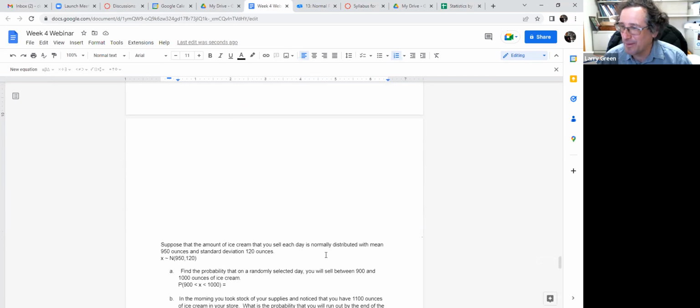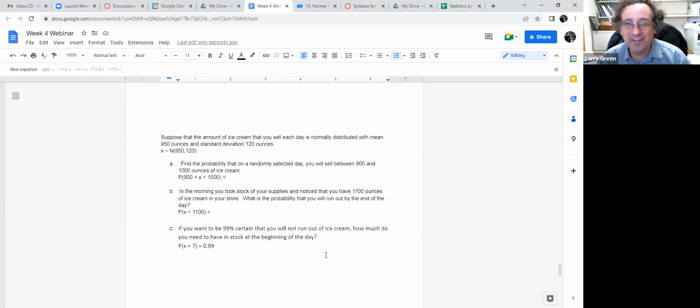Okay, let's do one more example. It's an ice cream example. So suppose that the amount of ice cream that you sell, you've got an ice cream store, sound good? The amount of ice cream that you sell every day is normally distributed. Let's suppose the mean is 950 ounces and the standard deviation is 120 ounces. So X is normal with mean 950, standard deviation 120. Find the probability that on a randomly selected day, you'll sell between 900 and 1,000 ounces of ice cream.